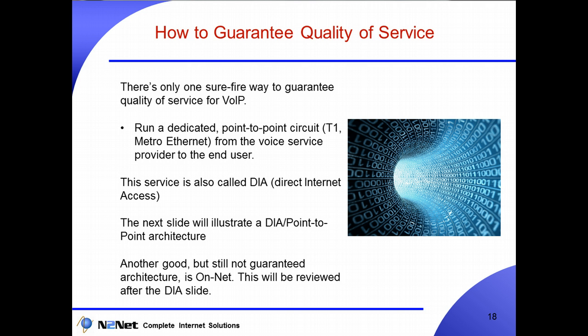And that's to run a dedicated point-to-point circuit, whether it's a T1 or a Metro Ethernet circuit or T3, from the voice service provider to the end user. So in the case of NSUNet, we would run a dedicated circuit from the NSUNet soft switch all the way out to the client's location. And they would be the only one using it. They would have SLA with the circuit, and if we control the router at both sides, that means we really can guarantee that quality of service for that client.